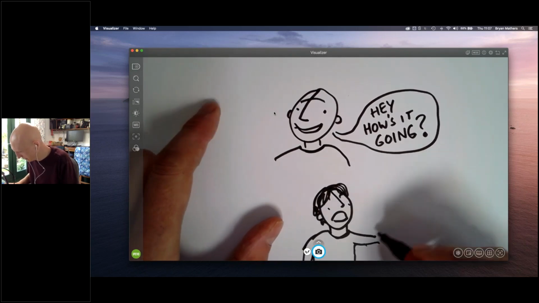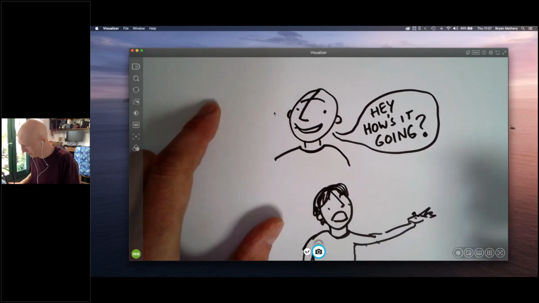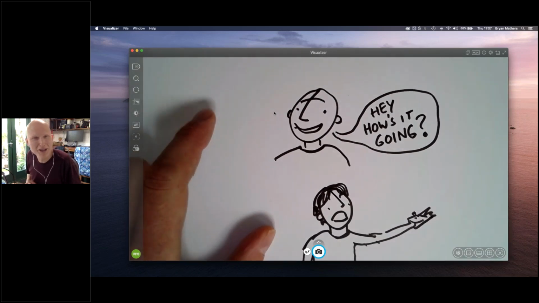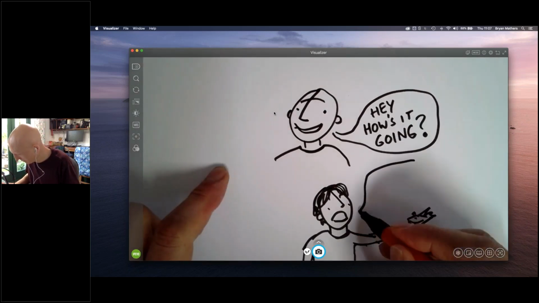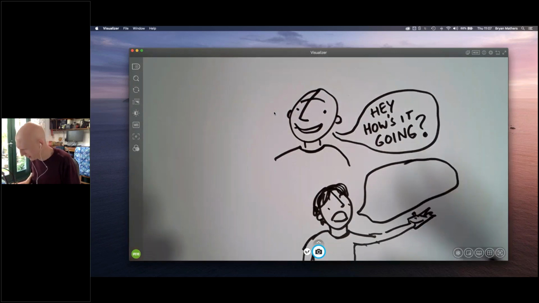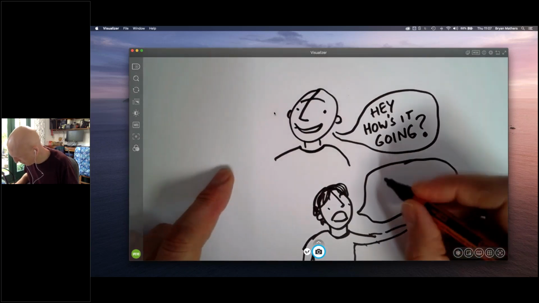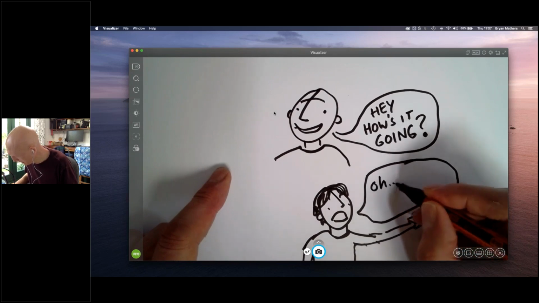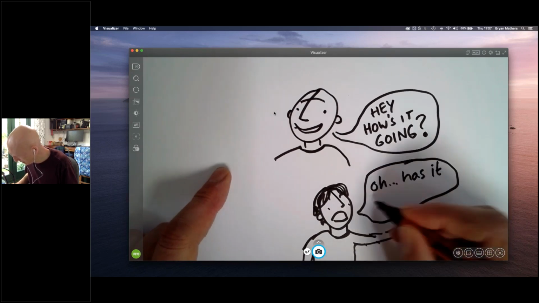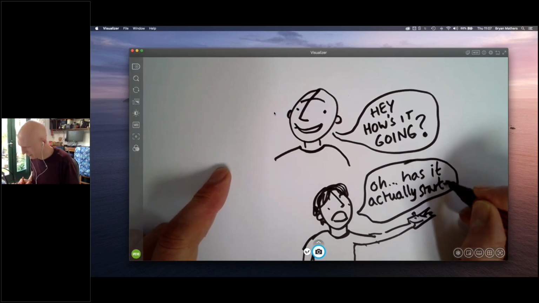And usually, if you draw them like a bit of a shovel, and again, if stuff doesn't look quite right, it doesn't matter. It really doesn't matter. Maybe, and we think about what this person's saying, in response to, hey, how's it going? Maybe they're saying, oh, has it actually started? I don't know.